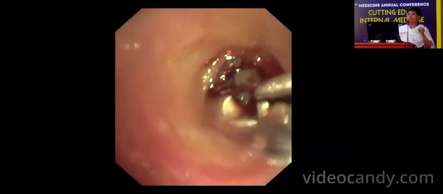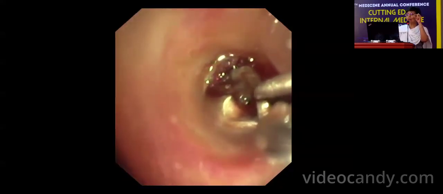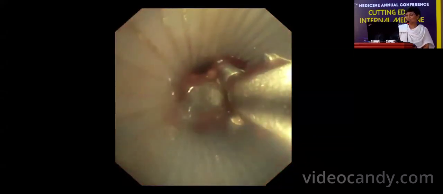It was the central part of the whistle, the one round kind of thing, which the child and the parents don't remember having aspirated. So this was the thing which was removed.